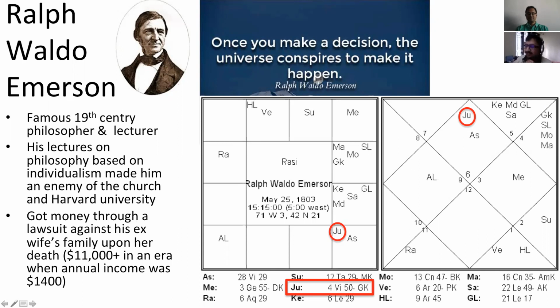And so look, Jupiter is falling in Uttara Phalguni, in his ascendant for sure, and it's falling in the natural 6th house. So he literally made an enemy of the educational institution, an enemy of the church. You can clearly see that.